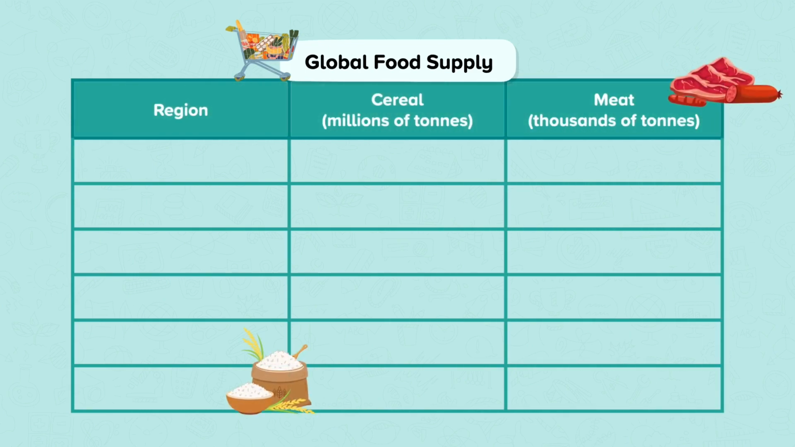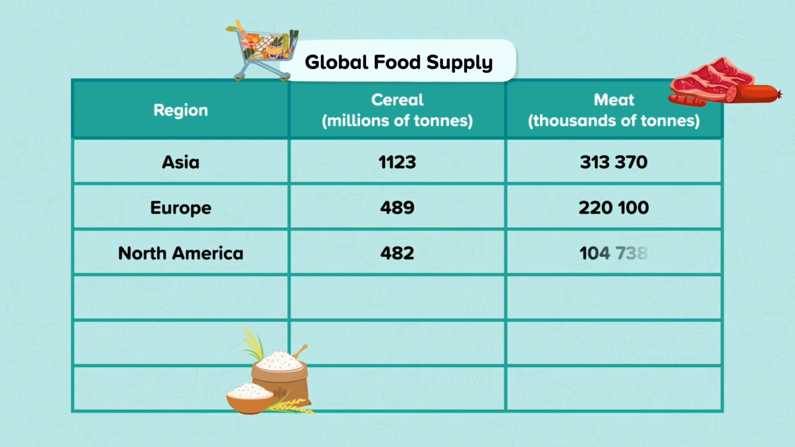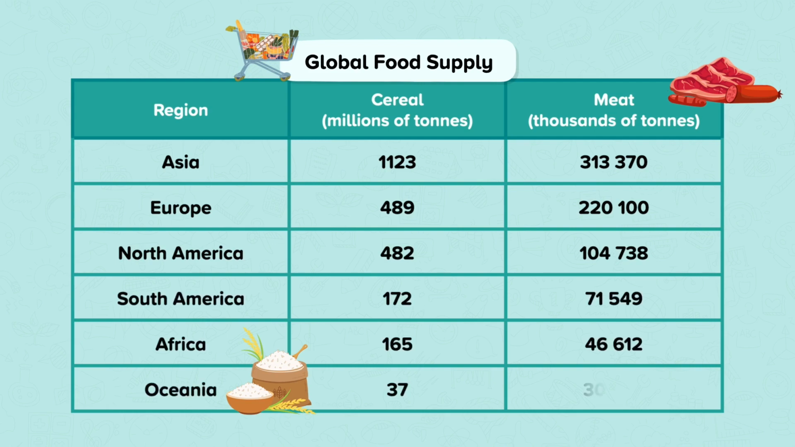Asia is the biggest producer of cereal crops and meat, with China producing the majority of this. European countries are the second biggest producers of meat and cereals, followed by North and South America. By contrast, countries of Africa and Oceania produce only small amounts of cereals and meat. These patterns are due to a range of factors, including climate, technology, and conflict.